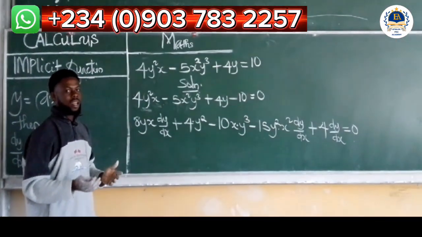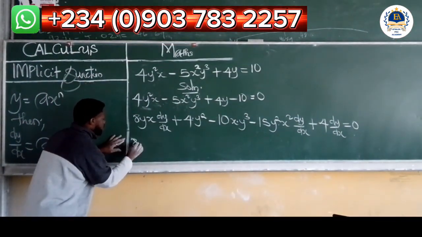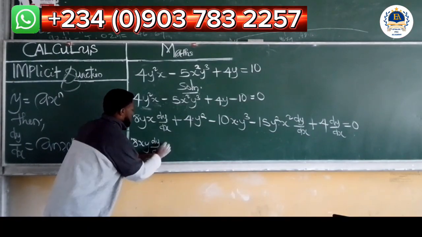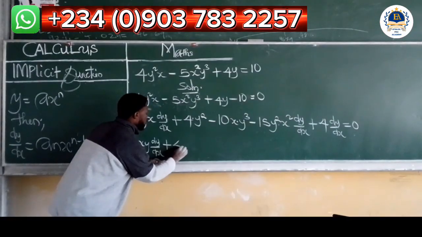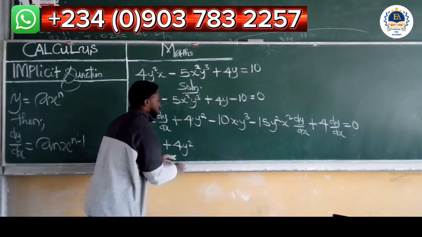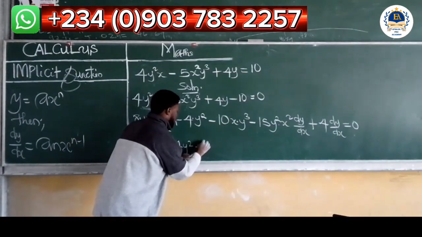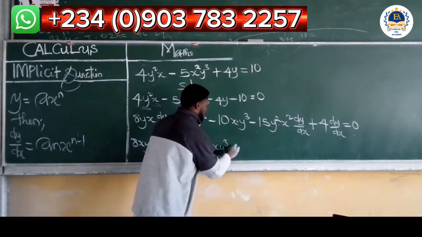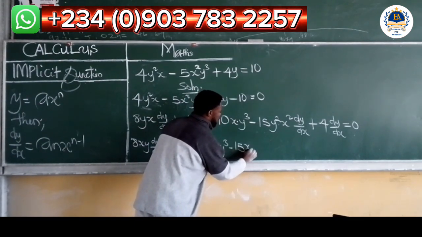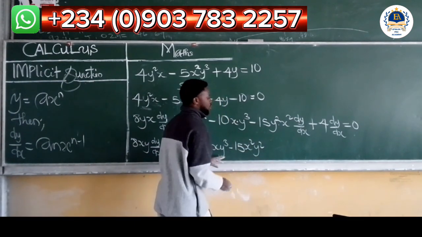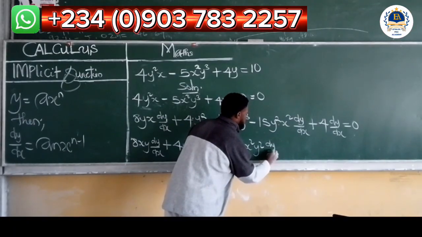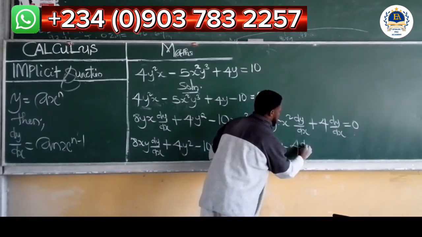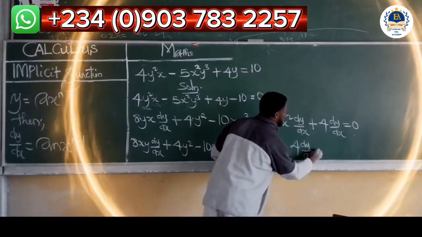So now let us rearrange them. We have 8xy dy over dx plus 4y squared minus 10xy cubed minus 15x squared y squared, then dy over dx plus 4 dy over dx is equal to 0.